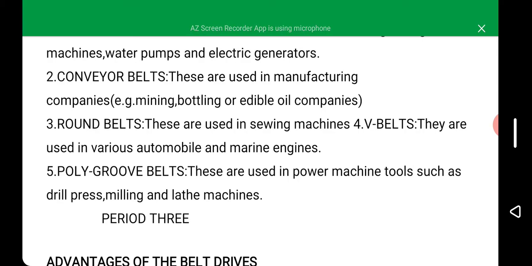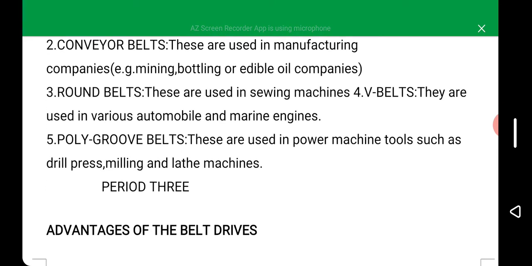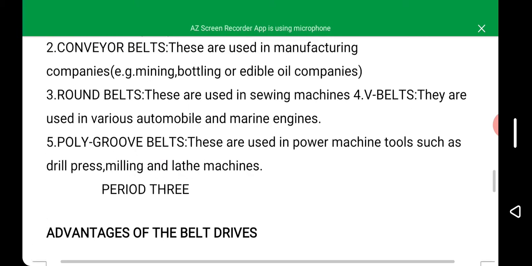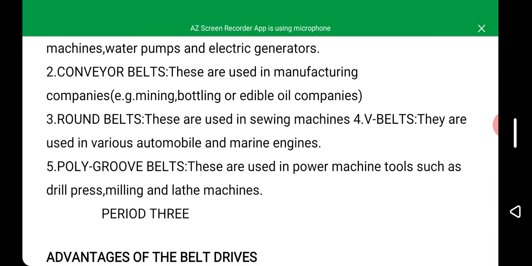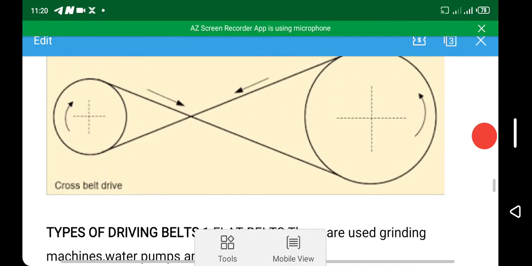We also have V belts. They are used in various automobile and marine engines. And also polygroove belts. These are used in power machine tools, such as drilling press, milling machine, and lathe machine. So we use polygroove belts in the drilling process, the milling machine, and also the lathe machine. So these are the types of driving belts.